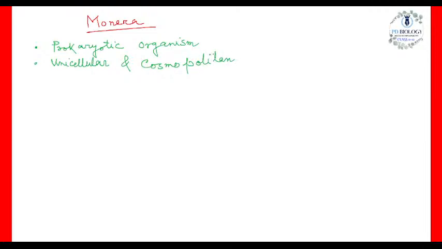Number 1, the kingdom Monera consists of prokaryotic organisms. Number 2, Monera are unicellular and cosmopolitan. Many of them are decomposers.